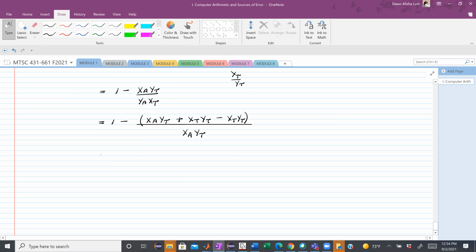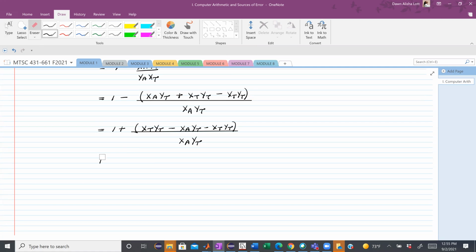So now I'm going to rearrange it and write this as 1 plus. And in the numerator, the first, this negative term becomes x true, y true. And then the other two become negative, which is xa, y true, minus x true, y true. And then I'm going to divide by xa, y true. Almost there. So we get equals.